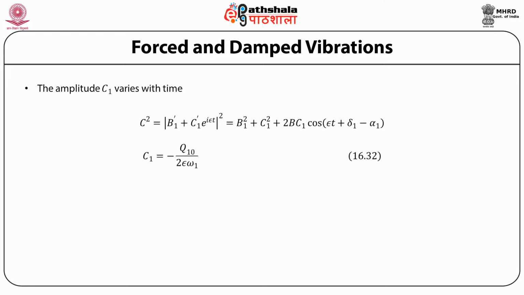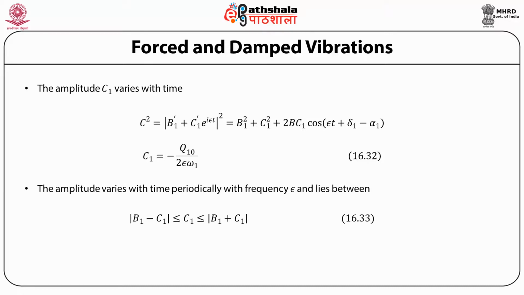The amplitude C1 varies with time. C squared is the mod square of (B1' plus C1' exponential i epsilon t), which becomes B1 squared plus C1 squared plus 2 B1 C1 cosine of (epsilon t plus delta_1 minus alpha_1), where C1 is equal to minus Q10 by 2 epsilon omega_1. Thus, the amplitude varies with time periodically, with frequency epsilon. C lies between the mod of B1 minus C1 and the mod of B1 plus C1. This phenomenon is known as the phenomenon of beats.